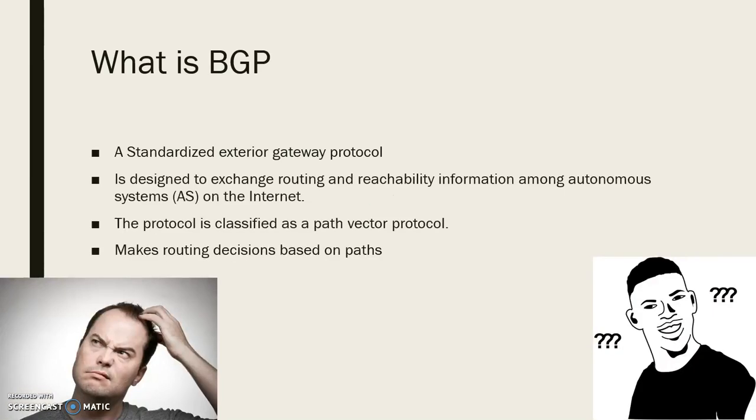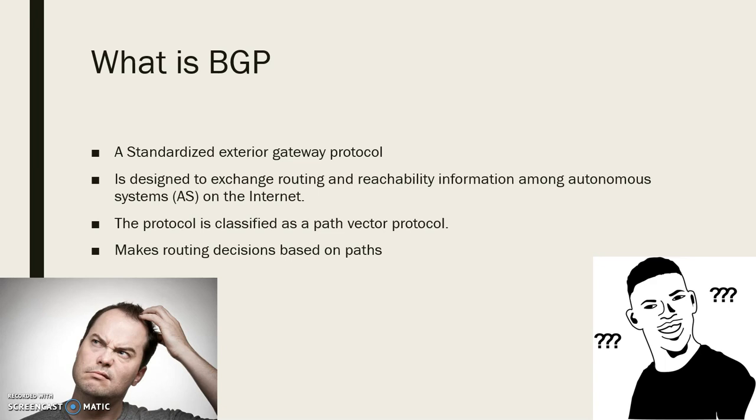So, what is BGP? Well, Border Gateway Protocol is a standardized exterior gateway protocol designed to exchange routing and reachability information among autonomous systems on the Internet. The protocol is classified as a path vector protocol. BGP makes routing decisions based on paths, network policies, or rule sets configured by a network administrator, and is involved in making core routing decisions.